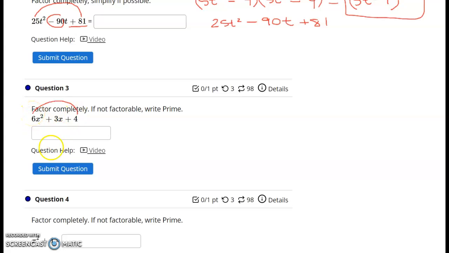This is where we multiply 6 times 4, which gives us 24. And then we want factors of 24 that will add up to 3. We know they both have to be positive. So, let's list them all. We've got 1 and 12. They're both positive, not going to add up to 3. 2 and 8, oops.